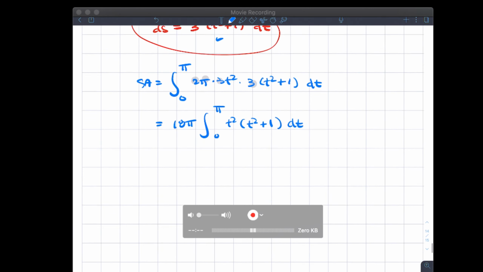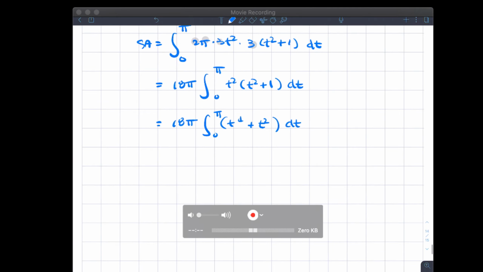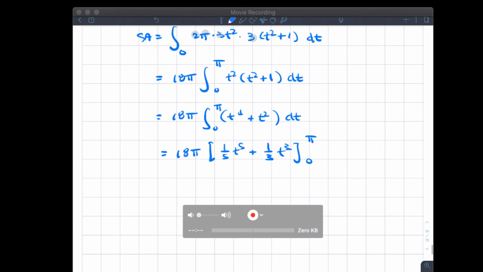And so what happens, ladies and gentlemen, of course, you guys know we can say, all right, I'm going to integrate 0 to pi. This is t to the 4th plus t squared, right, dt. And integrate. 1/5 t to the 5th plus 1/3 t cubed from 0 to pi, ladies and gentlemen.